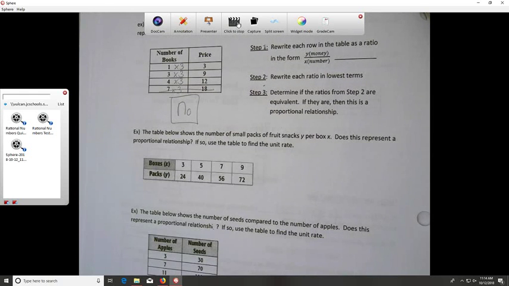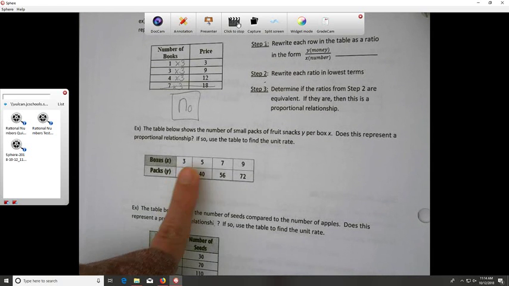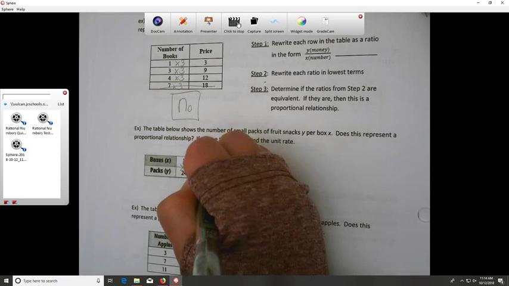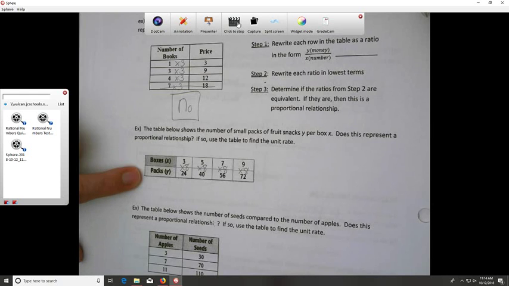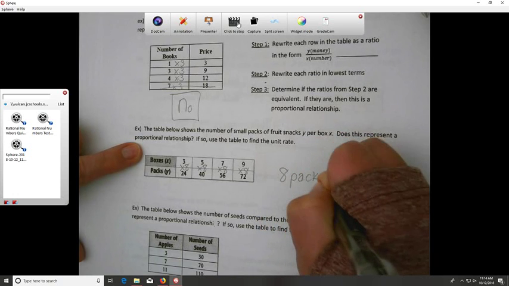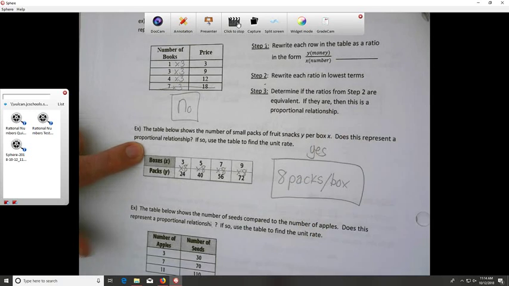Okay, if I look at the next one there, it's asking, is this proportional? So again, I'm looking for some number I could multiply or divide by every time. This one happens to be 8. Okay, this is x, this is y, so y divided by x would be packs per box, so it would be 8 packs per box. Okay, and I'll say yes, that is proportional because each time I multiplied by 8.